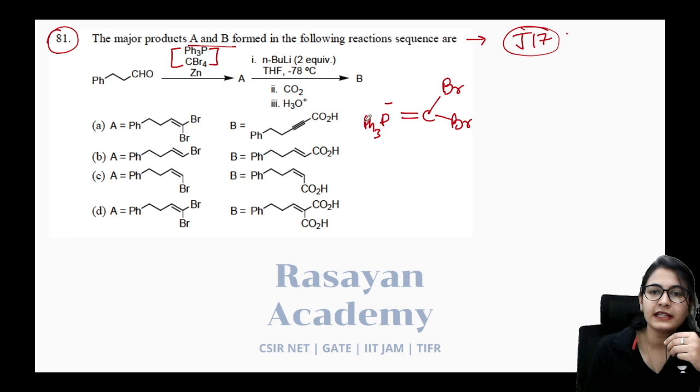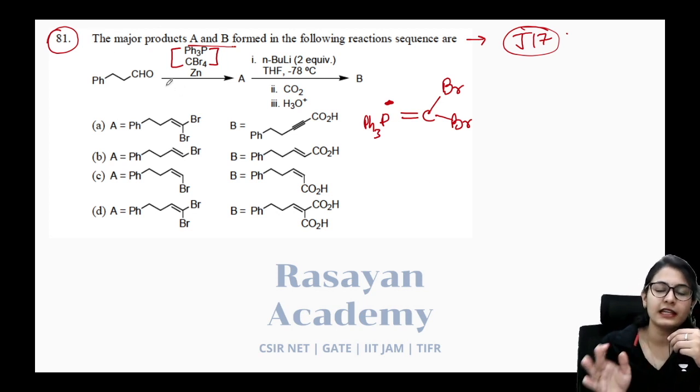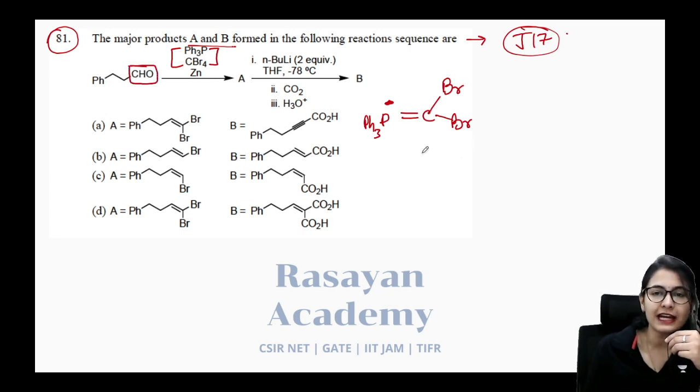Okay, this kind of an ylide system. Either you write it like this or you write plus minus, it is the same thing basically. And in the presence of zinc, the ylide is going to form. So the first reaction that you do over here with the CHO is the attachment of the ylide.